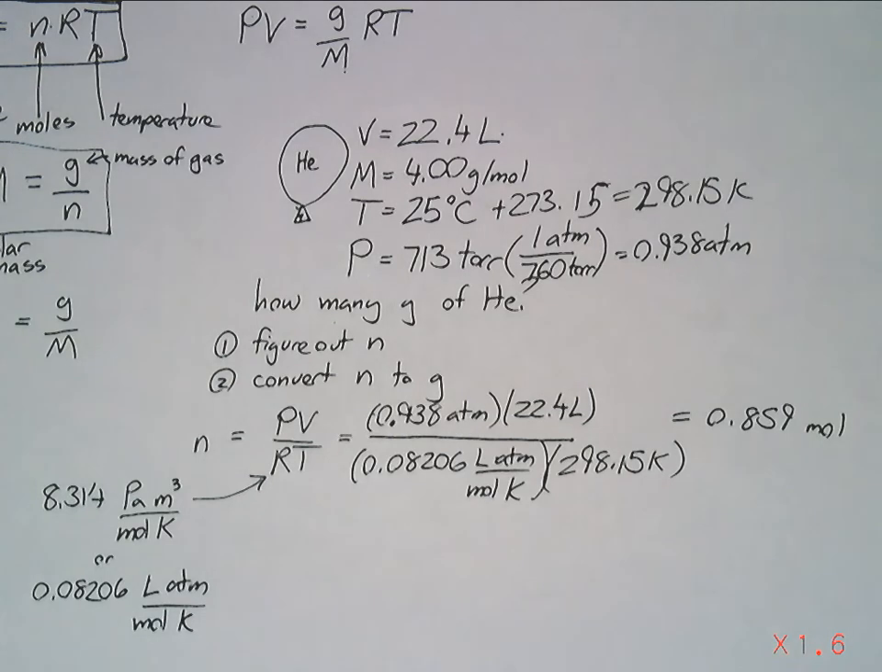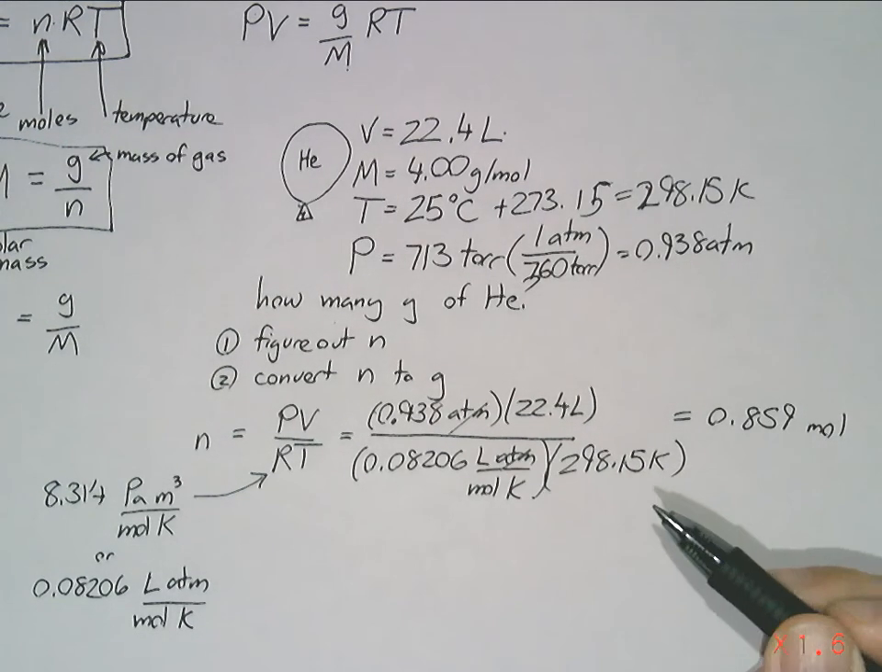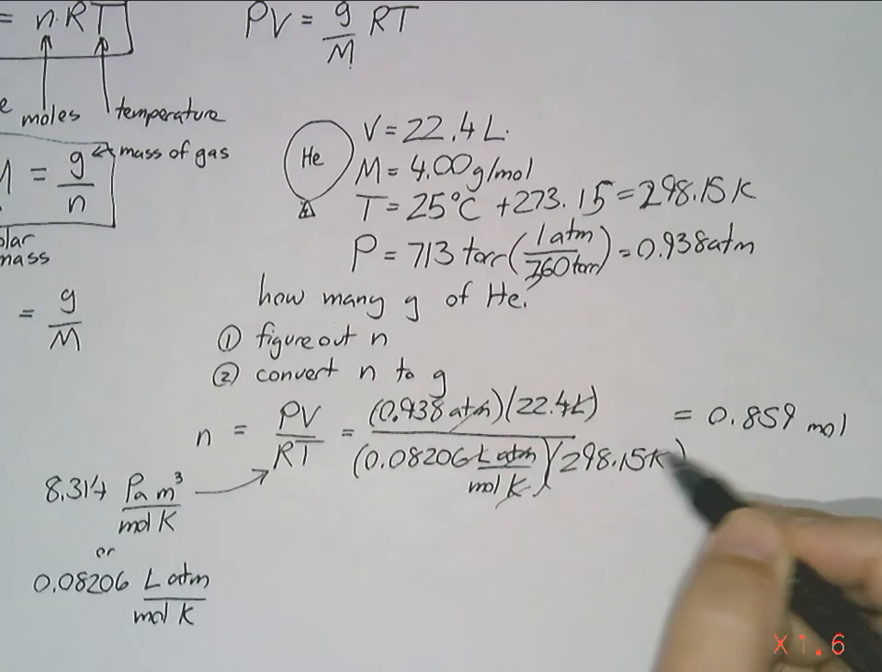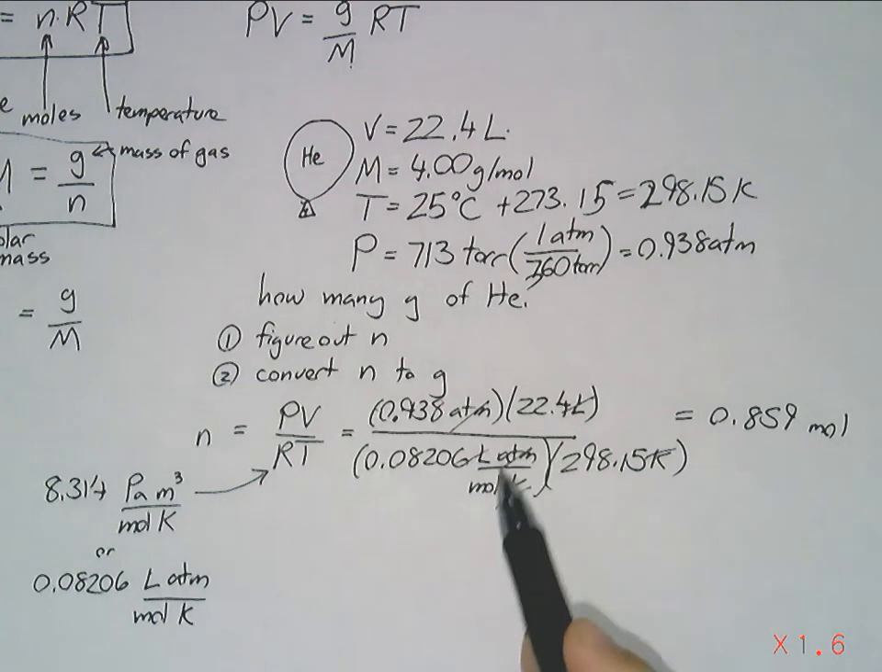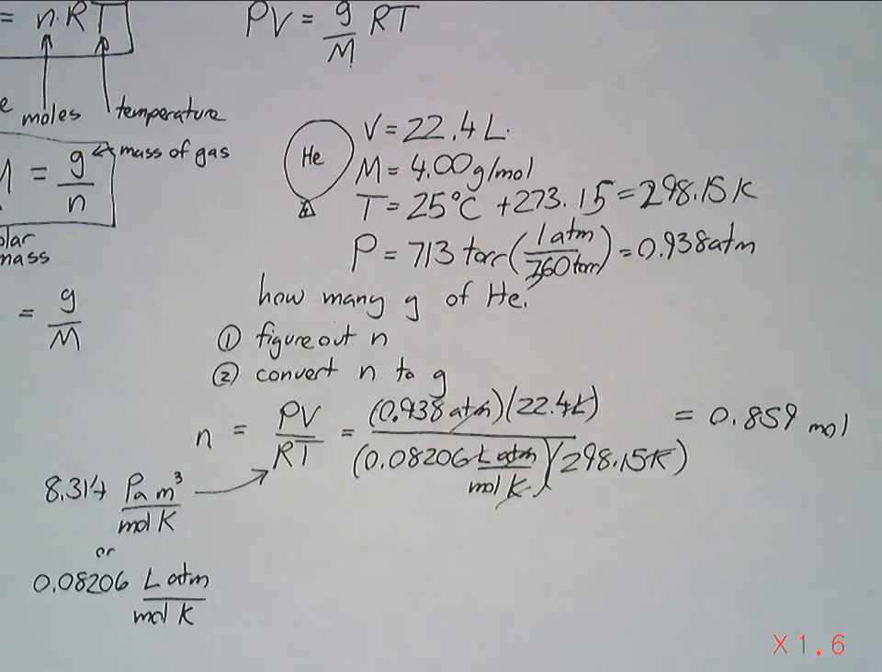Now, let's make sure I did that right, because the units should all cancel out. Atmospheres and atmospheres cancel, liters and liters cancel, Kelvin and Kelvin cancel, and I have 1 over moles, which should be moles. So that tells me that I did my algebra right. I mean, if I'm figuring out N, it better come out to be in moles.